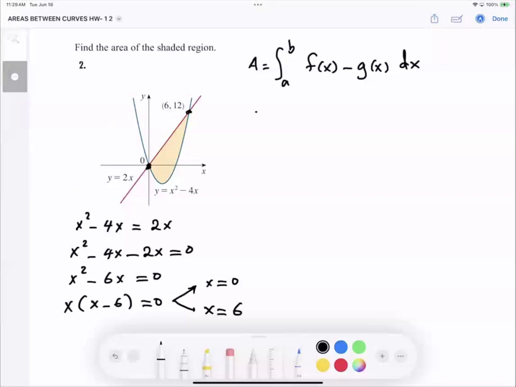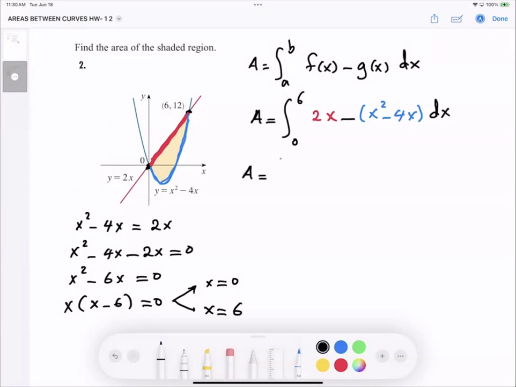Very good. So the area is equal to the integral from 0 to 6. The top function is now a line, right? The larger y value is 2x. So you're going to write down 2x, then minus the smaller y value, which is down here, or you have a ceiling, which is parenthesis x squared minus 4x. Then you take the integral with respect to x.